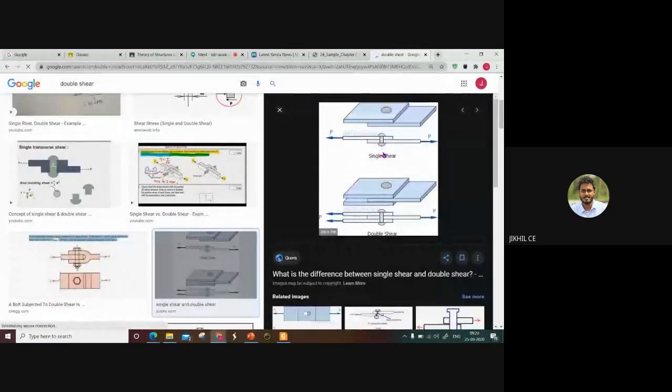You can see this figure. Here you have plate 1 and plate 2. So the bolt is subject to shear only at one point, at this point. Suppose you have plate 1, plate 2, and plate 3. This is one shear point, and this is the second shear point.